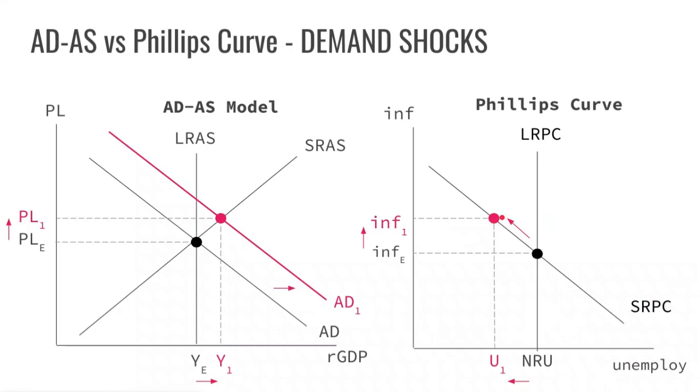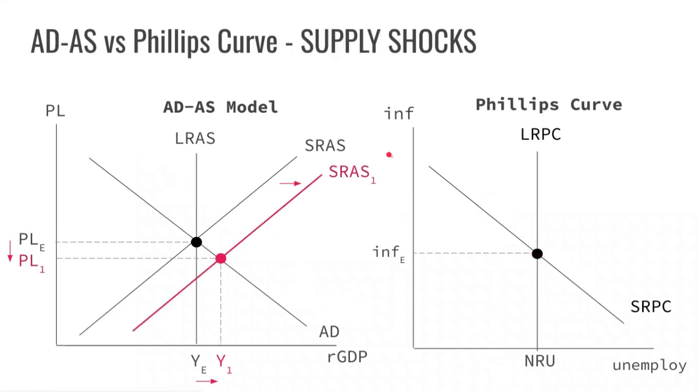So where our economy is operating is going to shift along the SRPC curve here when we have a demand shock. And then supply shocks are a little bit tougher, but they're still manageable.